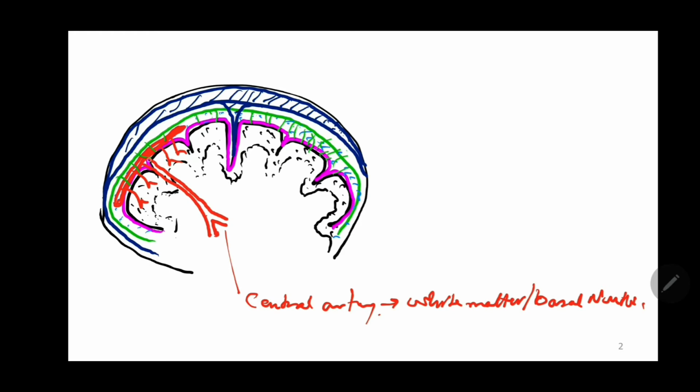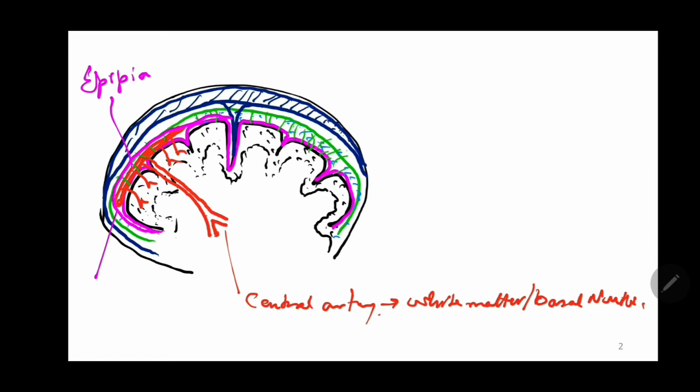Now, one more thing is that these vessels are actually tethered in the subarachnoid space. The vessels run on the pia mater. So the pia mater here also splits into two layers so as to grip these vessels, right? The pia running over the vessels is called epipia. I should not write it here, there's less space. So this is called epipia.